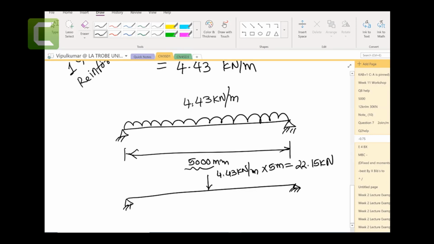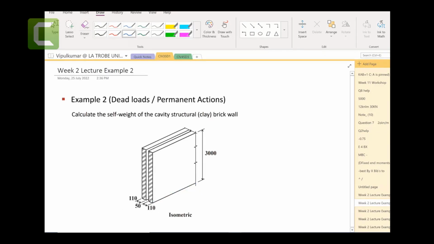Now, question number 2. Dead load and live load. Calculate the self weight of cavity structure brick walls. As you can see, they want us to calculate the brick wall. There are 2 brick walls, by the way. So again, I summarize that this wall is going to apply the UDL load in that fashion. We need to find a combined UDL load. Let's say the combined UDL load would be somewhere in the middle like this.